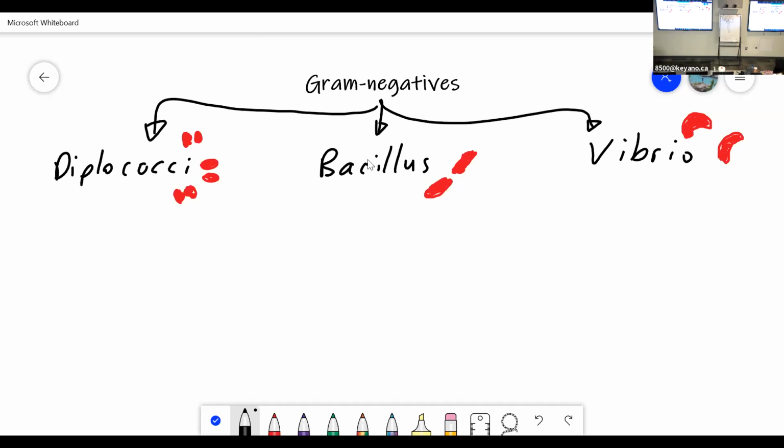Okay, so let's write those down. Here's where I always got to double check the spelling for Neisseria. You know, it's always I before E, right? But not this time.